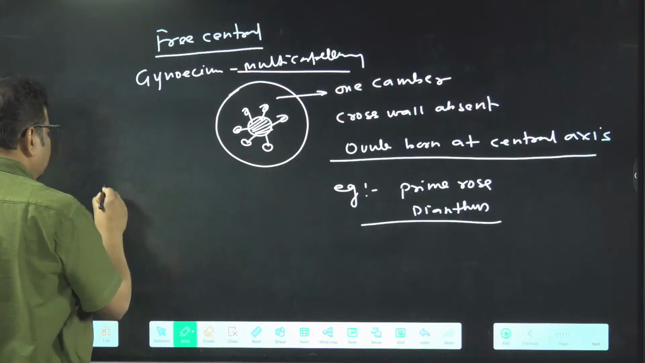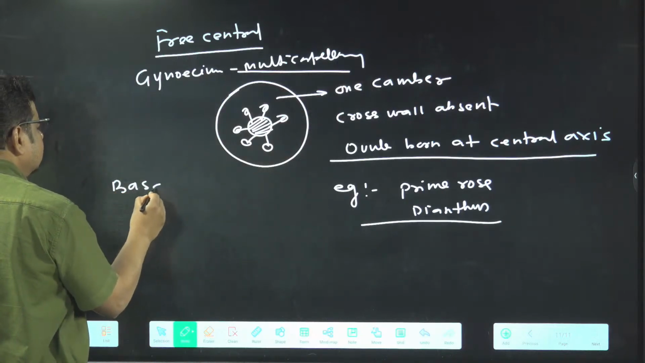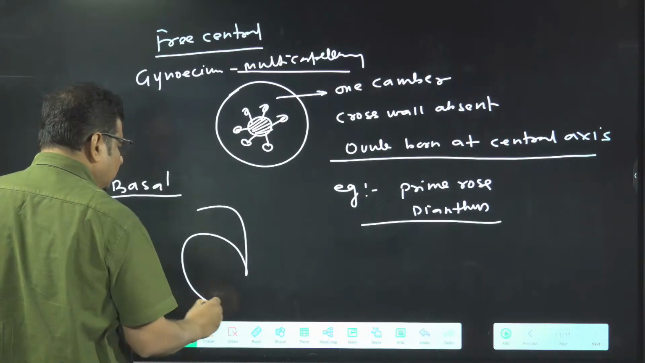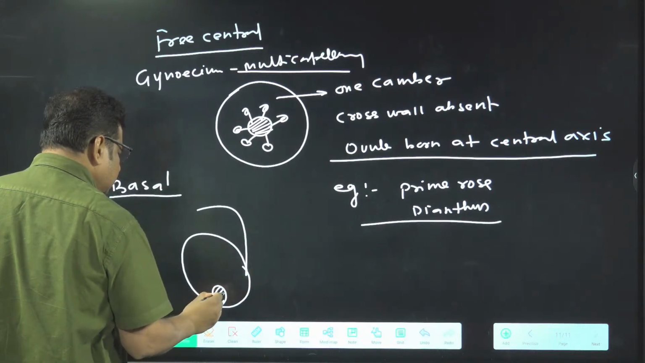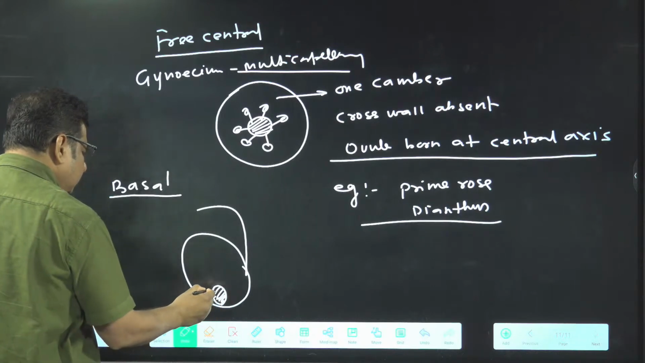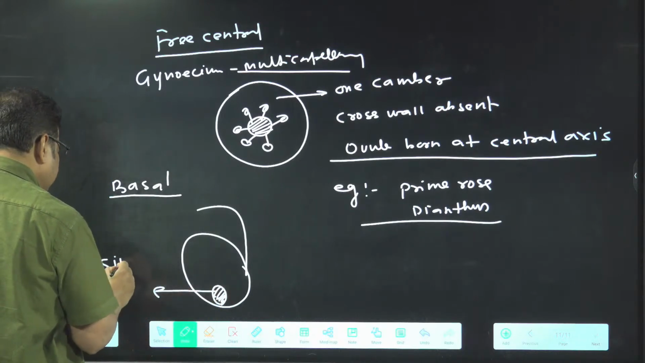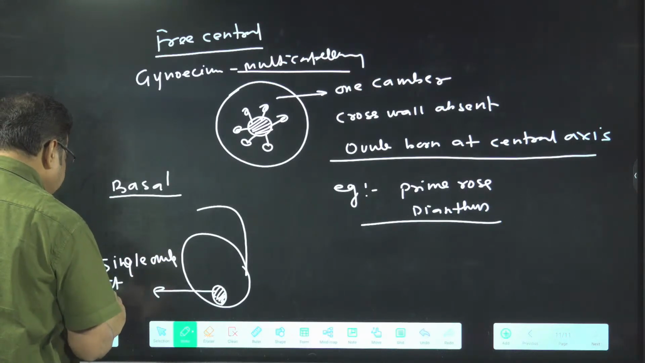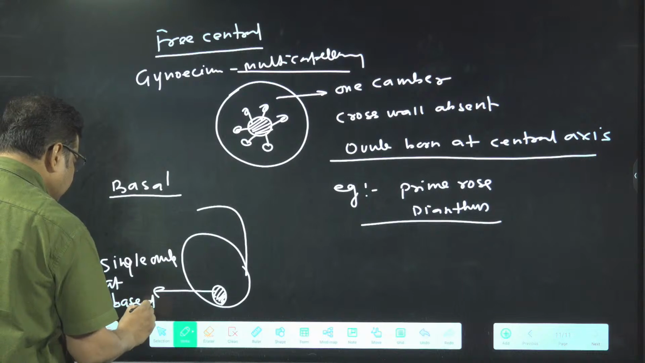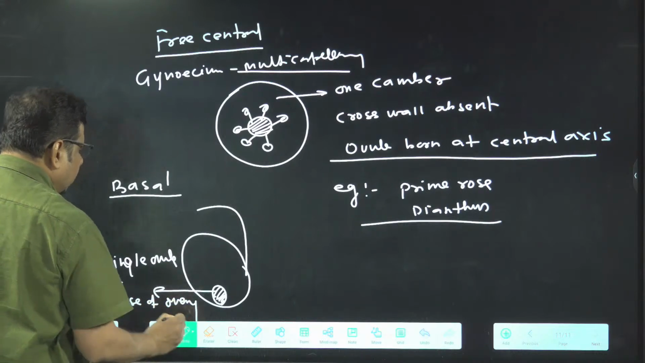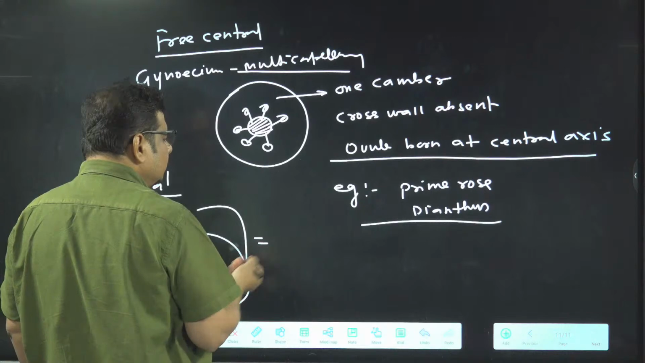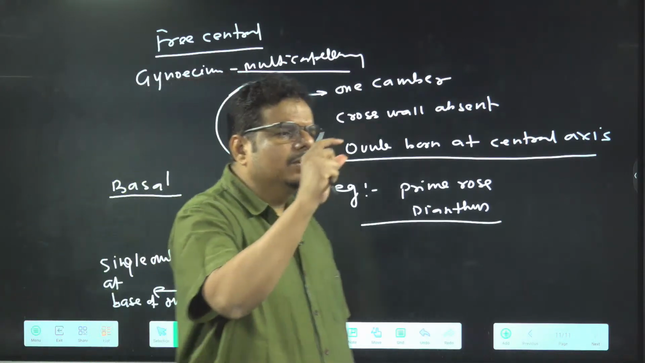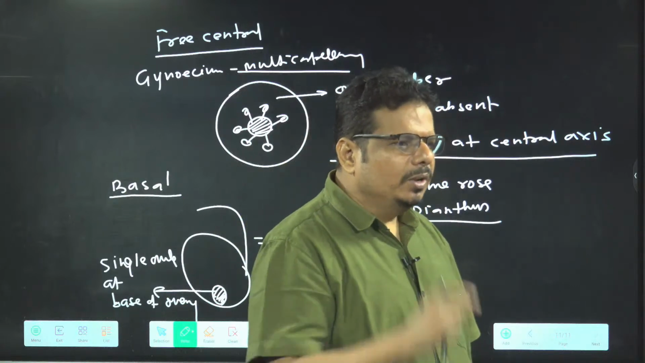Now, we are going to deal with basal type of placentation. What happens in basal placentation? In the base of the ovary, a single ovule is present. Single ovule at the base of the ovary. And basal placentation is present in which ones? Sunflower, marigold, and even members of family Poaceae.